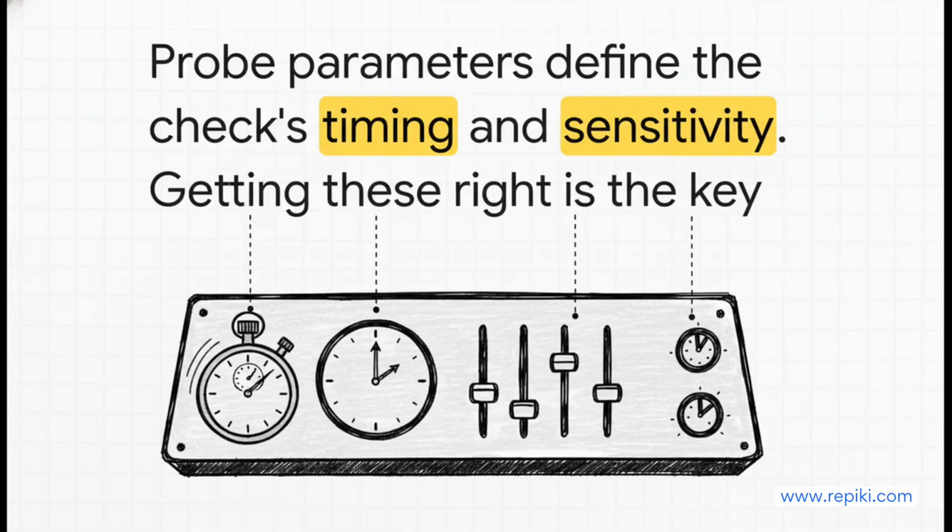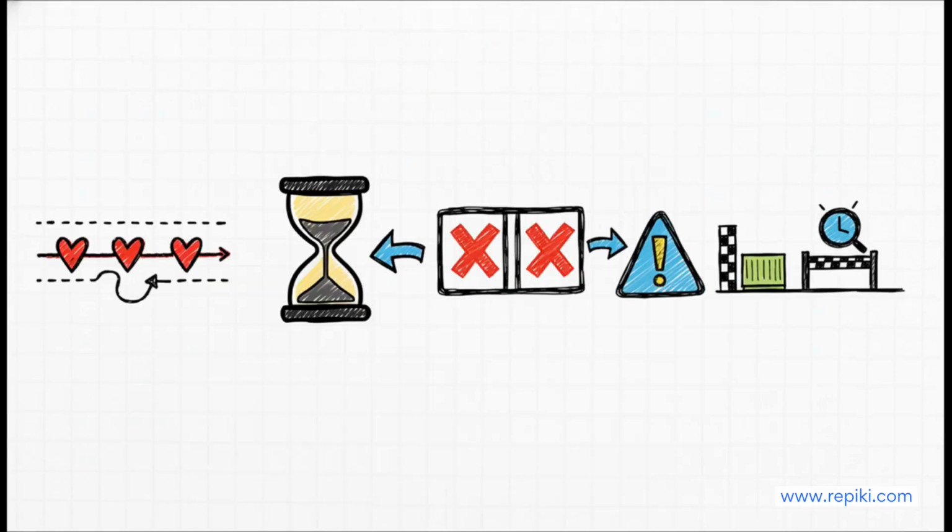Now, beyond just how we ask, we have a bunch of parameters that control the timing and sensitivity of these checks. And let me tell you, getting these right is the key to a stable system. Getting them wrong, well, that can cause a whole lot of chaos. These are the four big ones you're going to be using all the time.